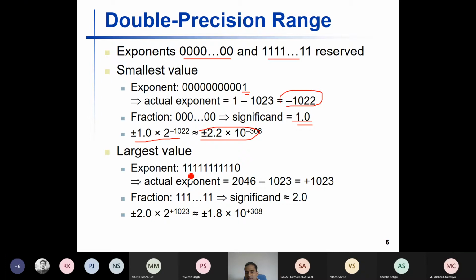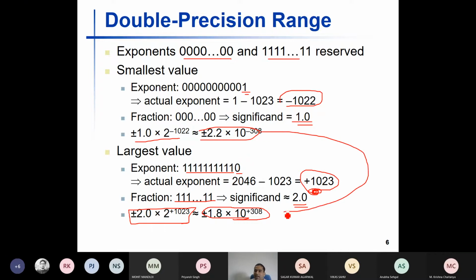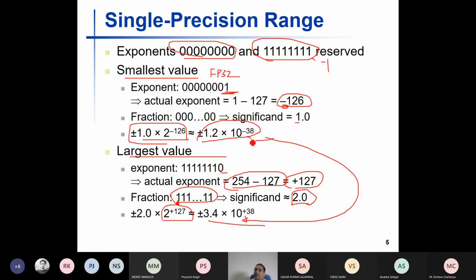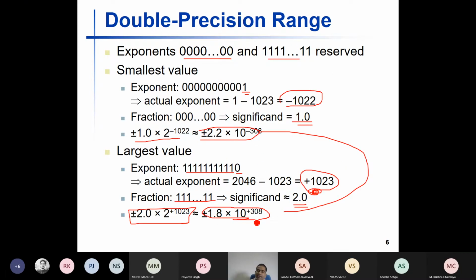And the largest value you can store is all bits being 1 except the last one. So actual exponent is 1023, and fraction can be all 1. So my significand is almost equal to 2. So the largest number I can store is 2 into 2 raised to the power 1023, which is equal to 1.8 into 10 raised to the power plus 308. Here you can see the range is much larger than it was in the single precision. There it was only 10 raised to the power minus 38 to plus 38. Here it is minus 308 to plus 308.